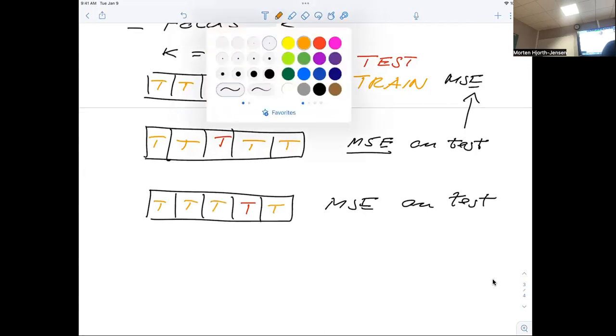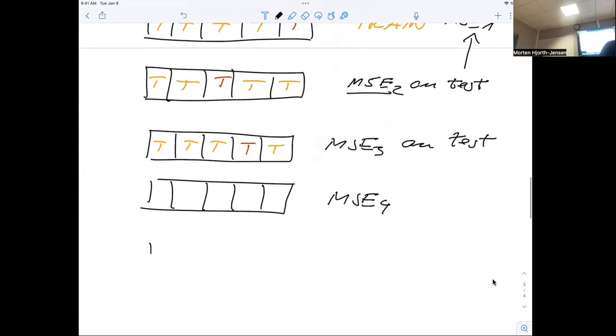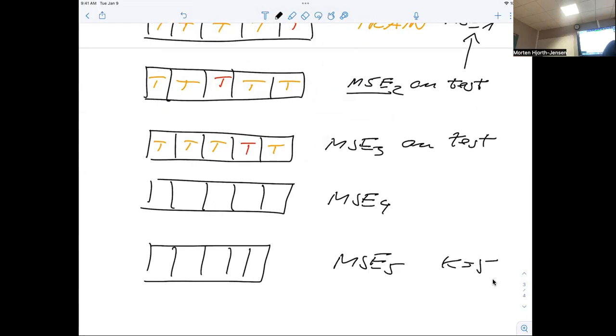So I'm just going to redraw everything here. And we calculate the MSE again. We can calculate this as MSE 1, 2, 3, 4, and let me do the final one, which we just call MSE 5, because we have K equal to 5. So these are 5 folds. And then we put in the test data, so we would have test here and finally here. And then we have the training data, which we use to train the model, like this.